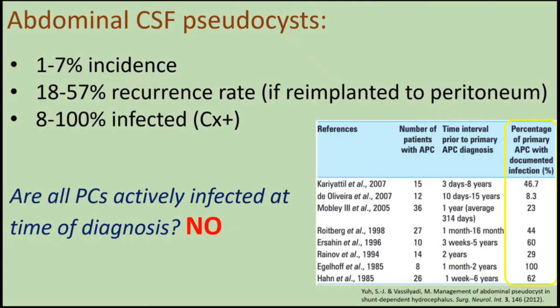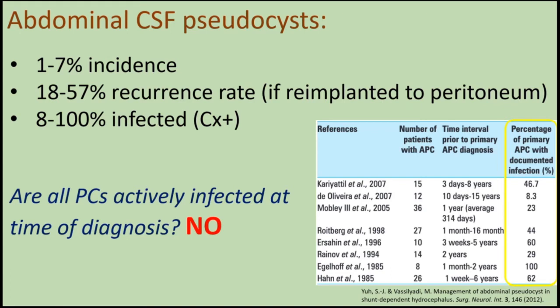So in the literature, there's about a 1 to 7% published incidence of these. They recur about 18 to 50% of the time if they're reimplanted into the peritoneum. And the infection rate ranges from 8 to 100% depending on the study. I put a table up here from a review study just to show the range in infection rates. It's pretty big.